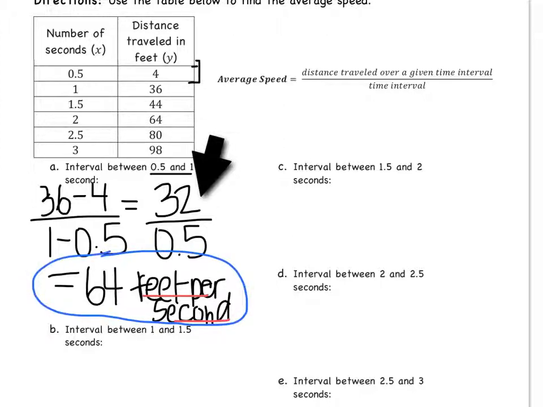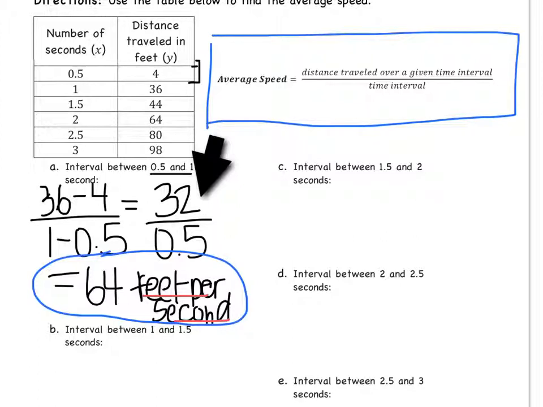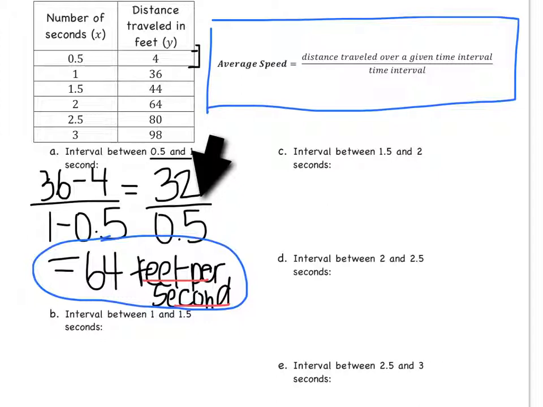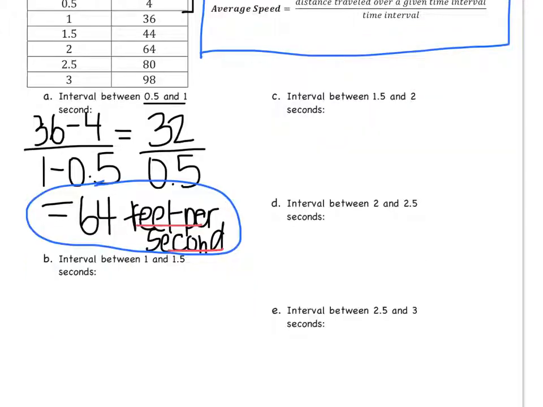So really, essentially, all you're doing is you're plugging in to this formula. Average speed equals distance traveled over a given time interval over the time interval. So I'm going to go ahead and start you to set up part B. Okay, part B reads, my interval between 1 second and 1.5 seconds. So I need to look at my table. I have 1 second and 1.5 seconds.